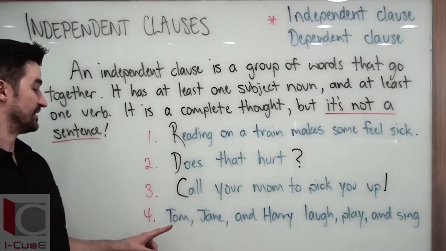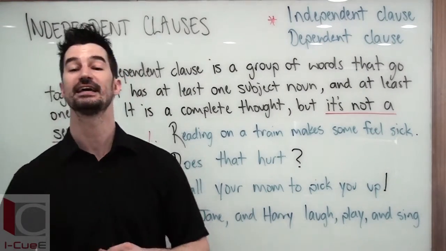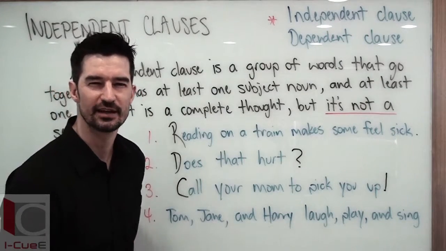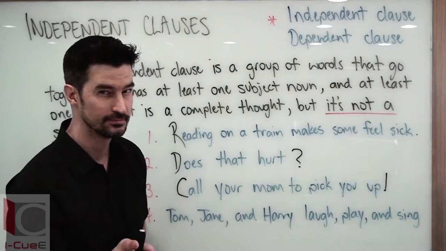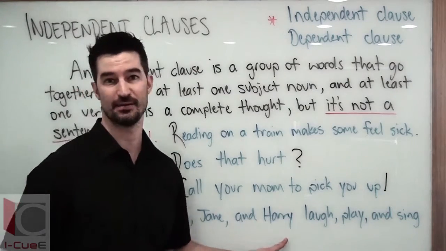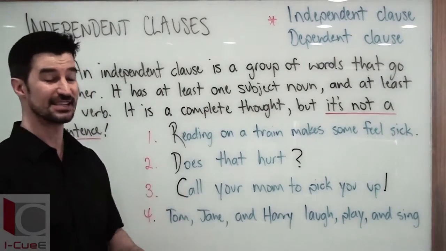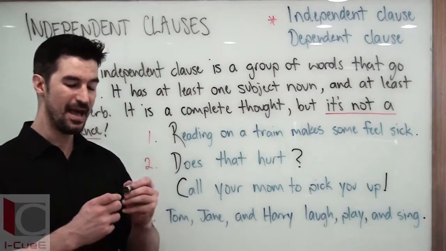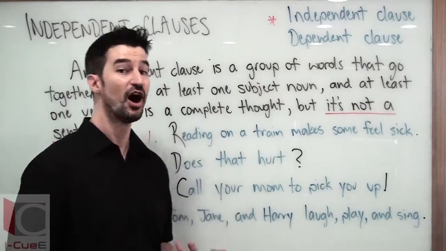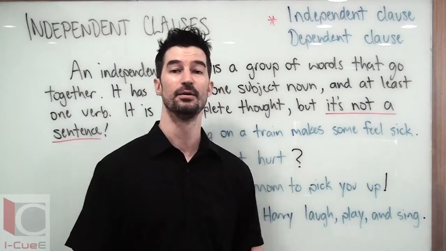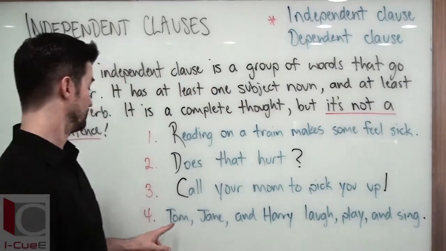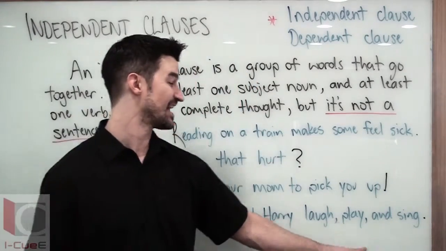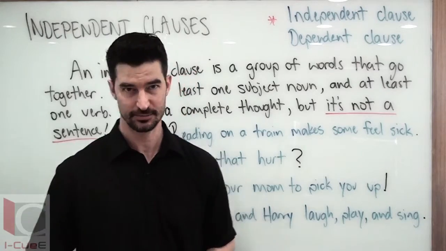Okay? Now, last one. Tom, Jane, and Harry laugh, play, and sing. That's so nice of Tom, Jane, and Harry. So, which one is the subject? It's a trick question. These are all subjects. Remember that independent clauses, or sentences, once you complete them, may have more than one subject. Also, they may have more than one verb. So, Tom, Jane, and Harry laugh, play, and sing. These three words, laugh, play, sing, are all verbs.